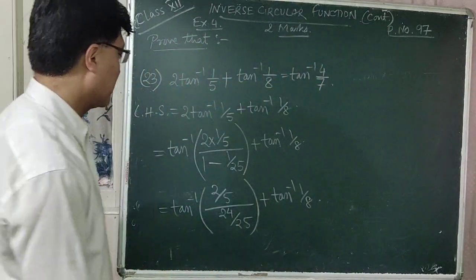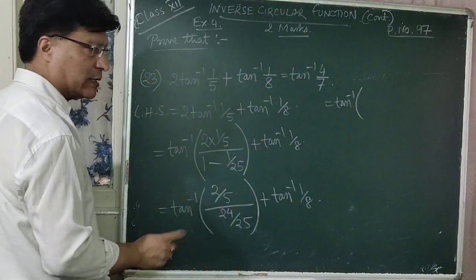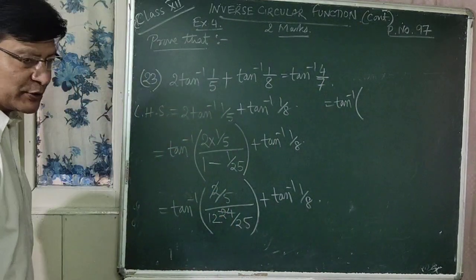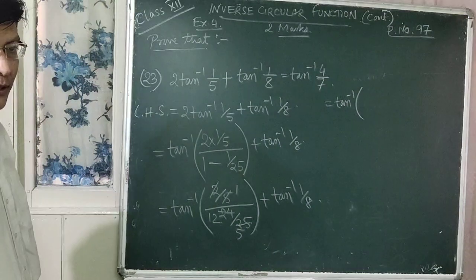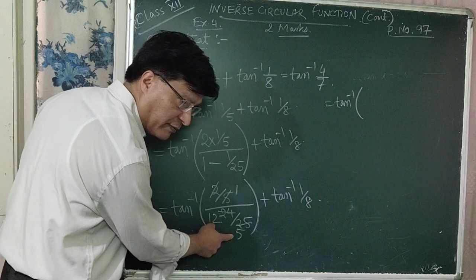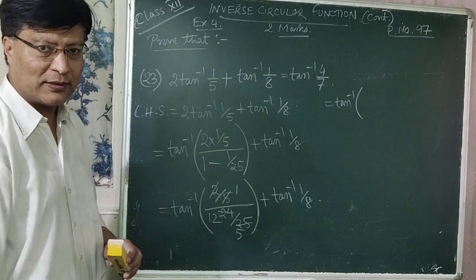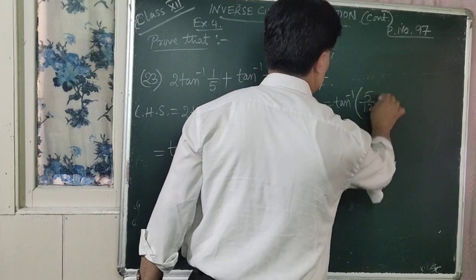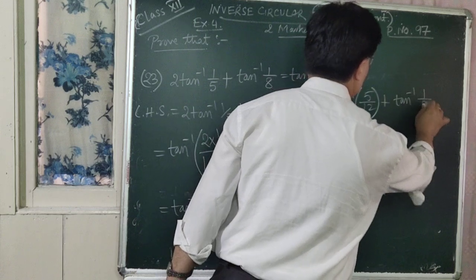So next, which is equal to tan inverse within bracket, you can cancel here. 2 ones are 2, 24 by 12 times. 5 ones are 5, 25 by how many times? 5 times, right? So next, tan inverse. Now this is 1 upon 12 by 5. When this 12 by 5 goes up in the numerator, it becomes upside down, isn't it? That is 5 by 12. It is 5 by 12, right? Then plus tan inverse 1 by 8.